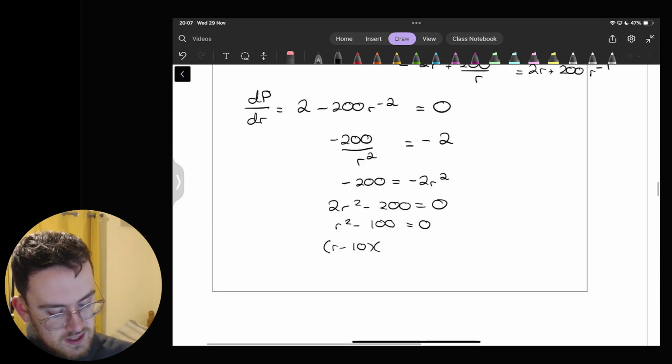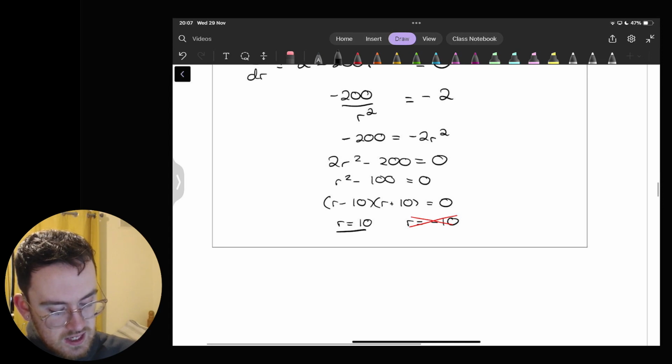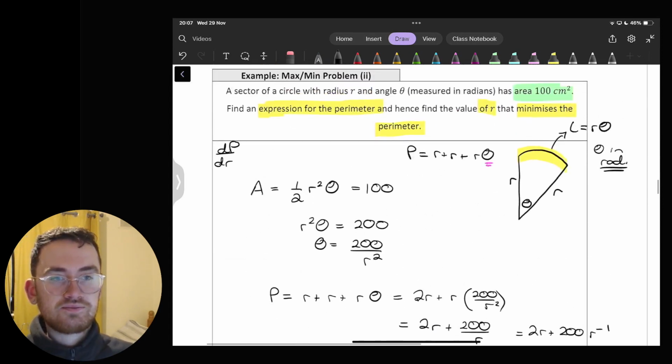So r minus 10, r plus 10 equals 0, which means that my radius is either 10 or minus 10. Of course, it can't be minus 10 because I can't have a negative value for my radius. So my radius is going to have to be 10.